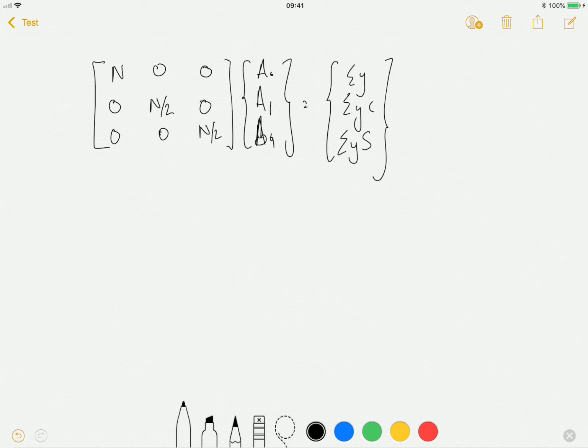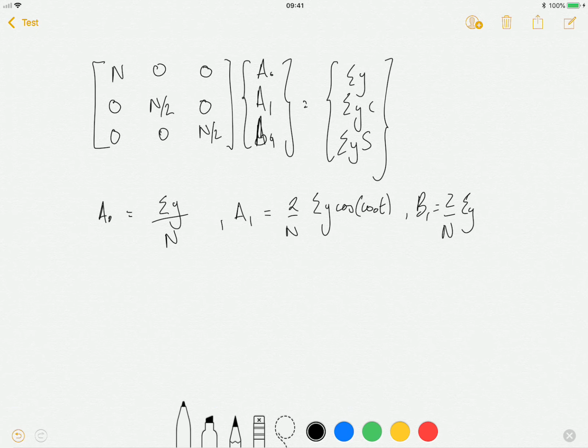Alright, so in other words, a0 is equal to the sum of y over n. a1 is equal to 2 over n multiplied by the sum of y cos omega naught t, and b1 is equal to 2 over n multiplied by the sum of y sine omega naught t. Okay, now let's apply this in an example.